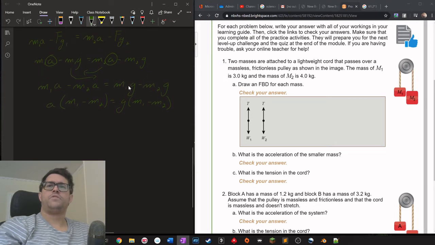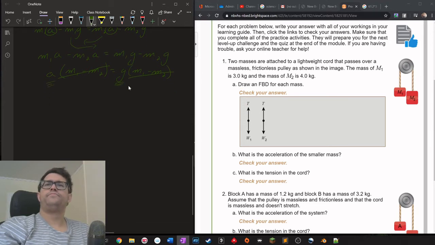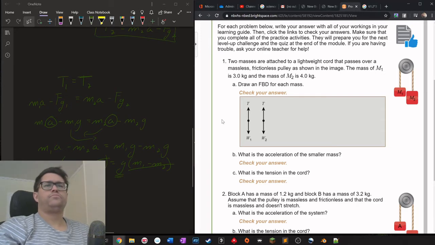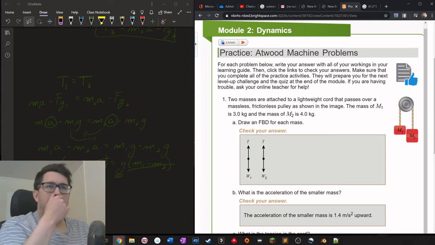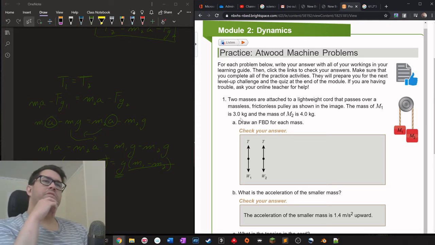Boy, there's an issue. If we cancel this on both sides, we get that A is equal to G, which is not true. So we have a problem. What did they write? Oh, give me a break. The mass of M1 is 3, and the mass of M2 is 4.